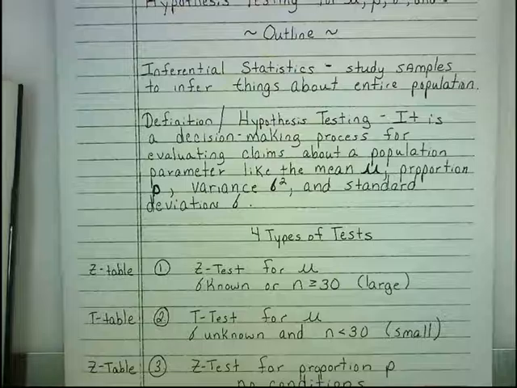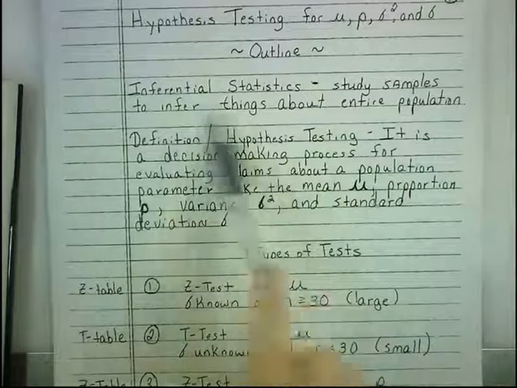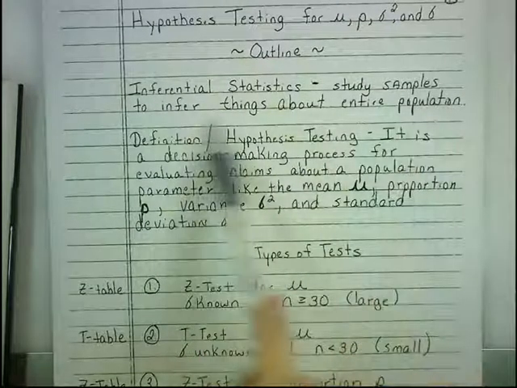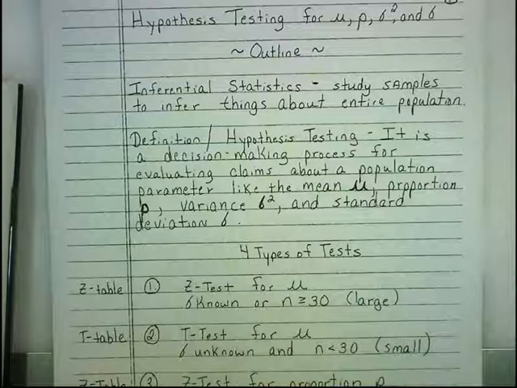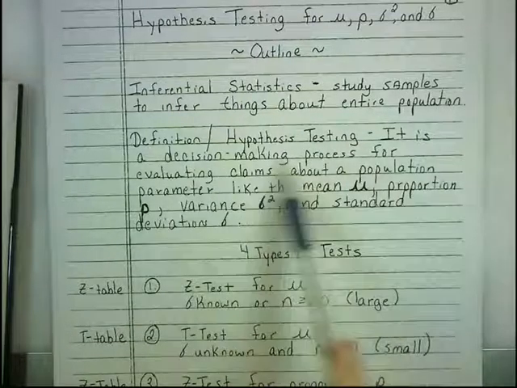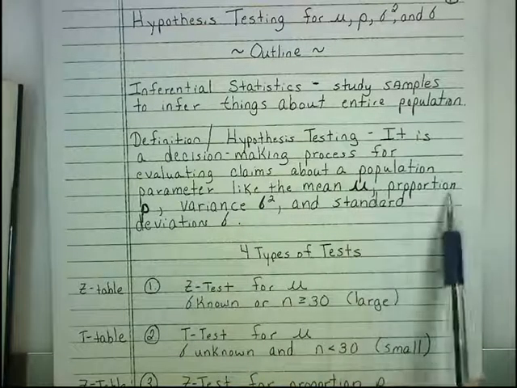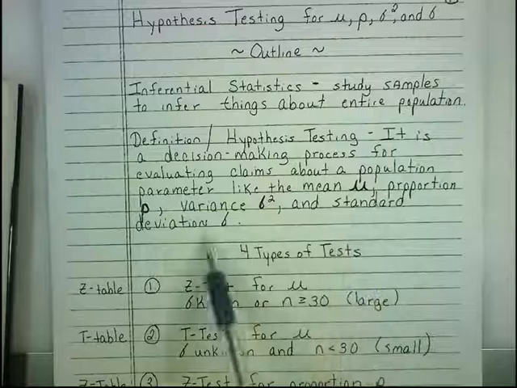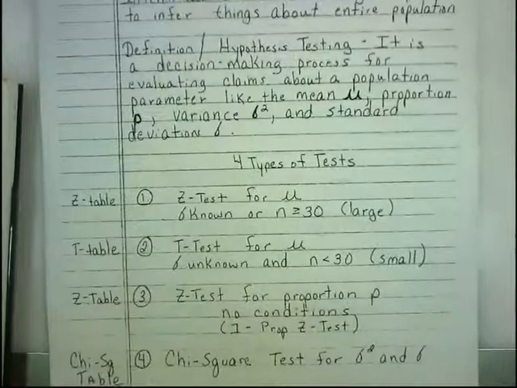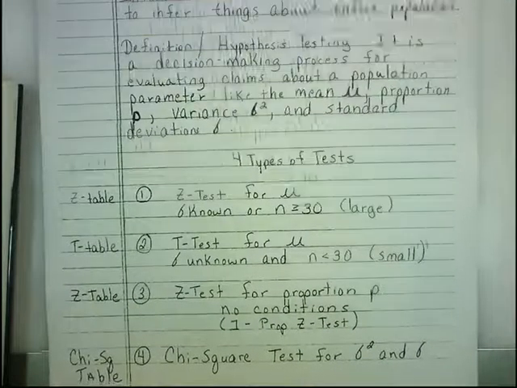The first lecture that I wanted to create for you pertains to the overall outline of hypothesis testing. Remember, this is the branch of statistics that deals with inferential statistics. We study samples to infer things about the entire population. Hypothesis testing is a decision-making process for evaluating claims about a population parameter like the mean, proportion, true variance, true standard deviation. There are 4 types of tests in this entire chapter.